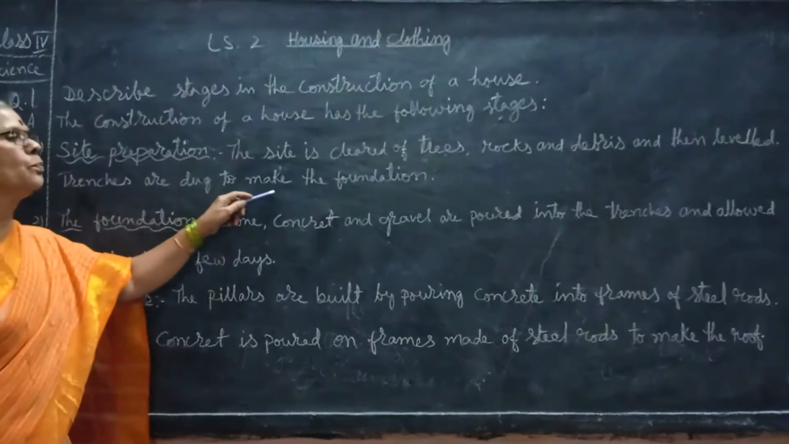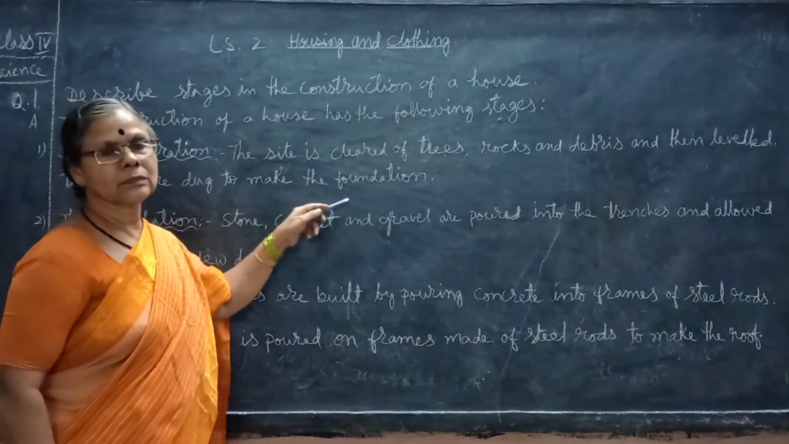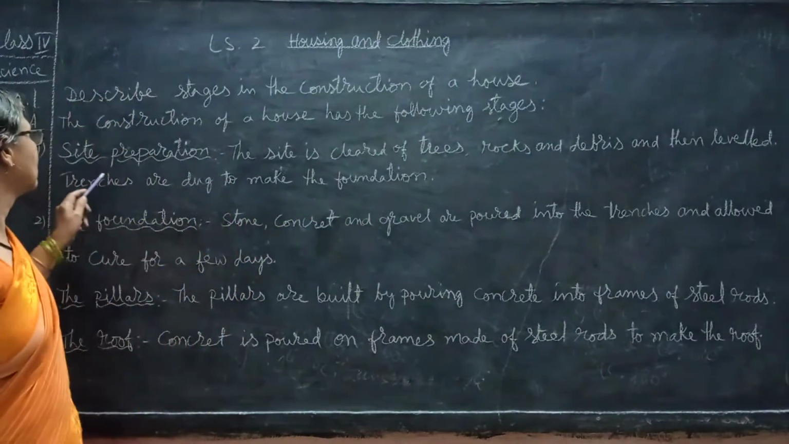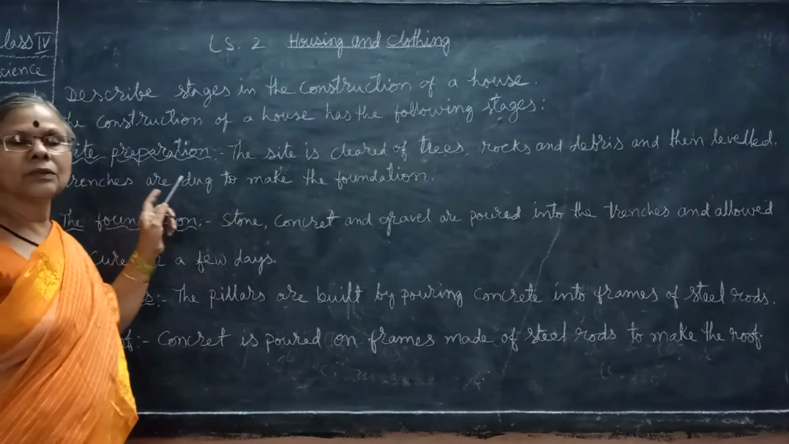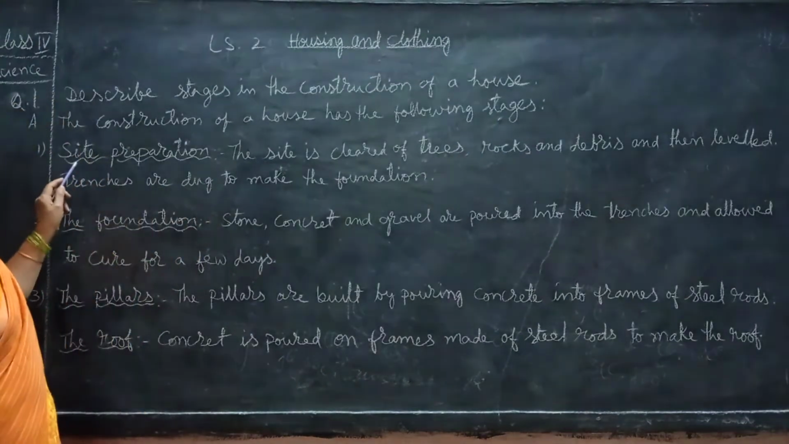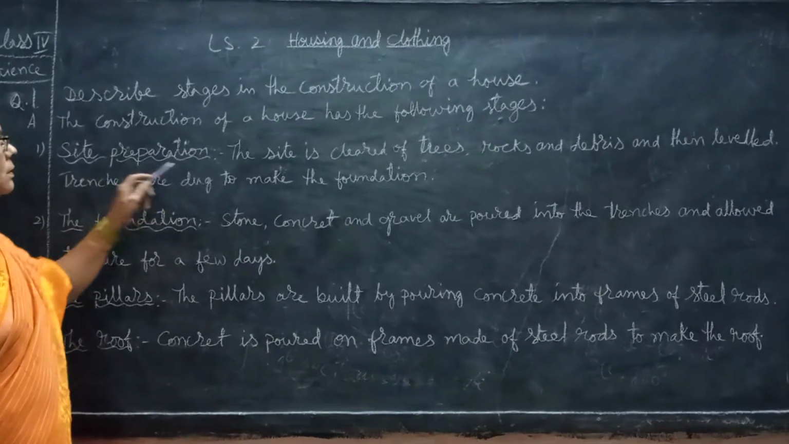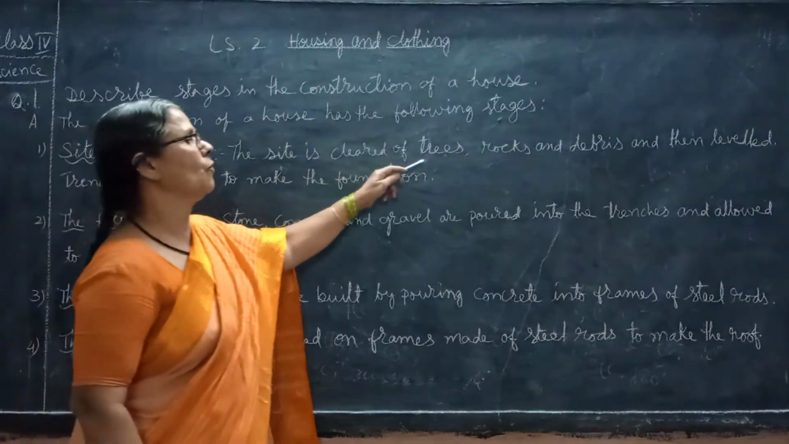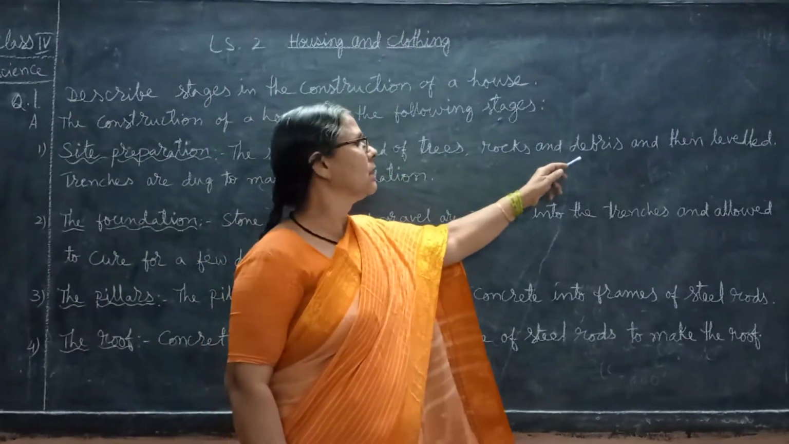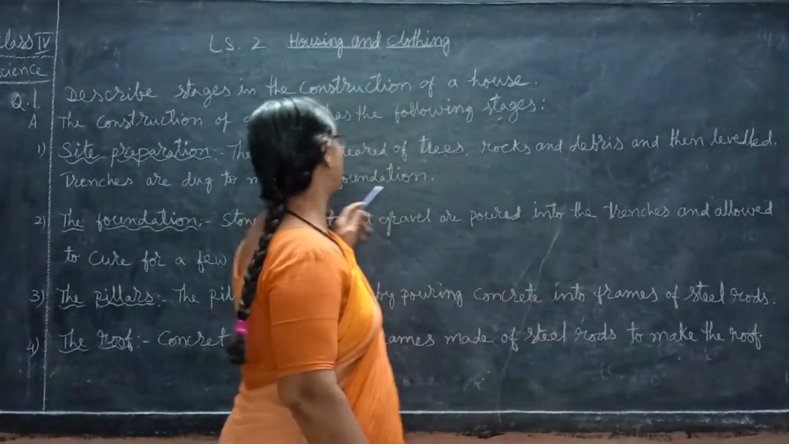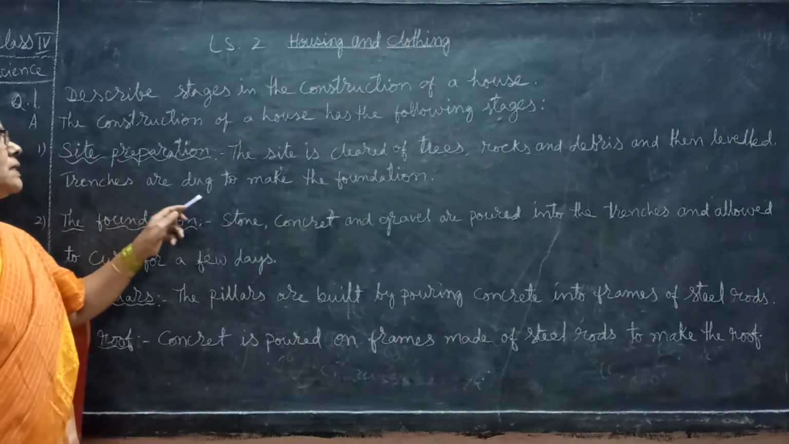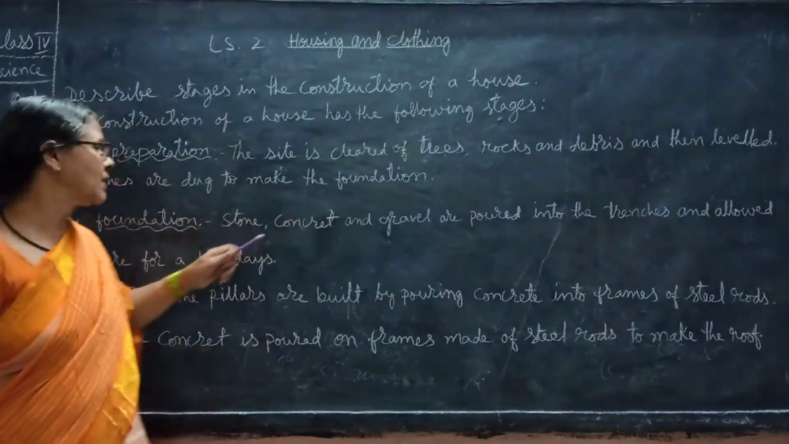Trenches are dug to make the foundation. The first stage in the construction of a house, what will we be doing? Site preparation. The site is cleared of trees, rocks and debris and then leveled. Trenches are dug to make the foundation.